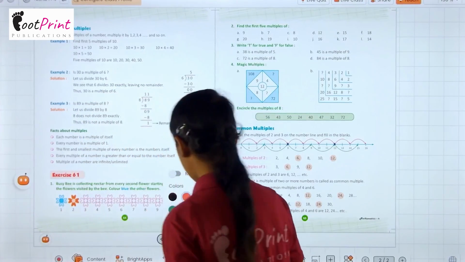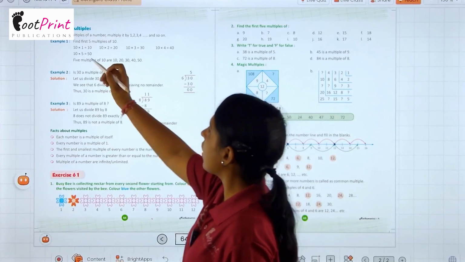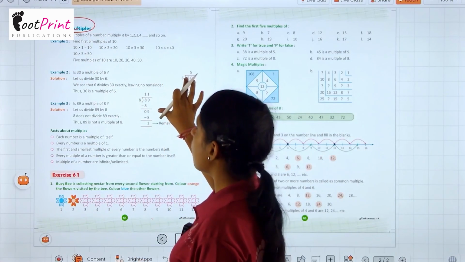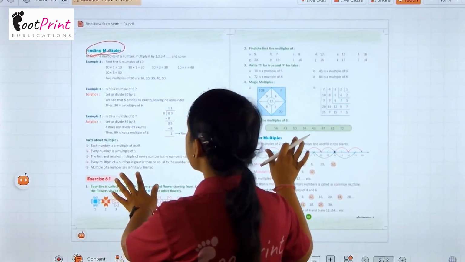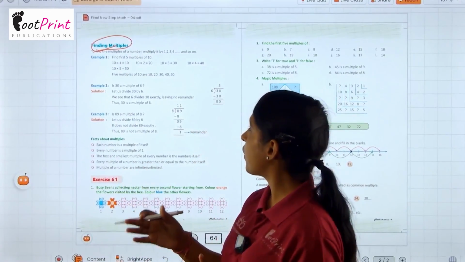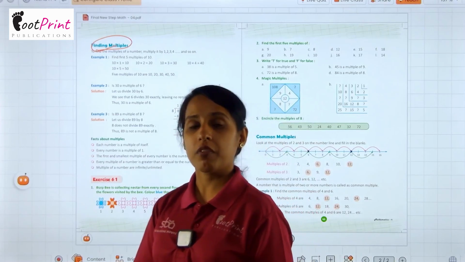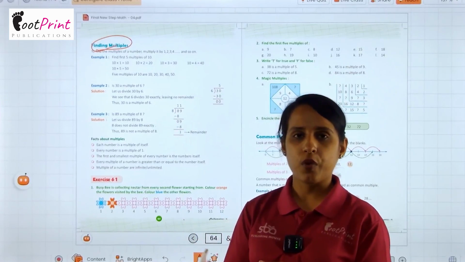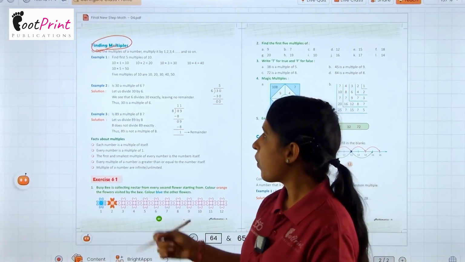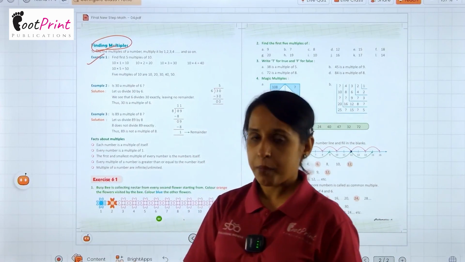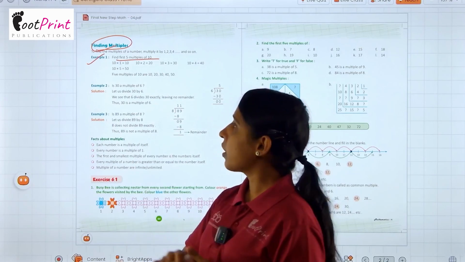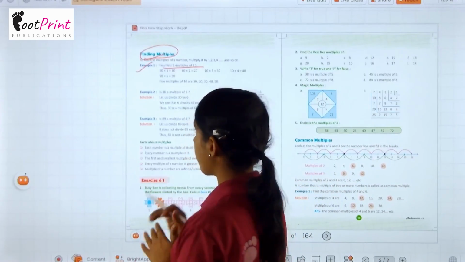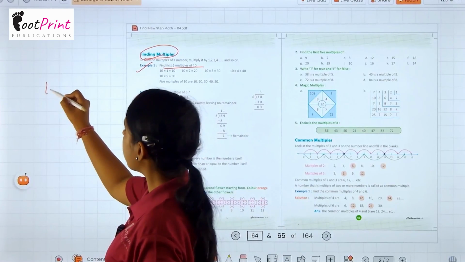Okay. Here we can learn finding multiples. How to find multiples. So to find the multiples of a number, multiply it by 1, 2, 3, 4 and so on. So whenever we want to find multiples of a number, we have to multiply it by 1, 2, 3, 4 and just like so on. Okay. So here is an example. Find first 5 multiples of 10. So for finding the first 5 multiples of 10, we can solve it like that.